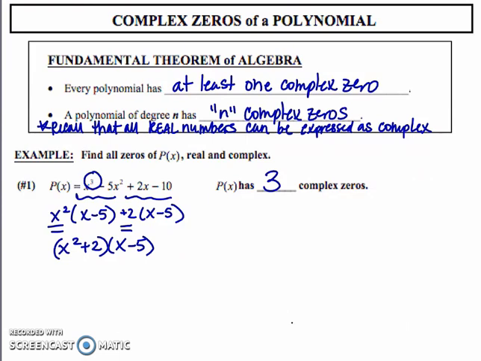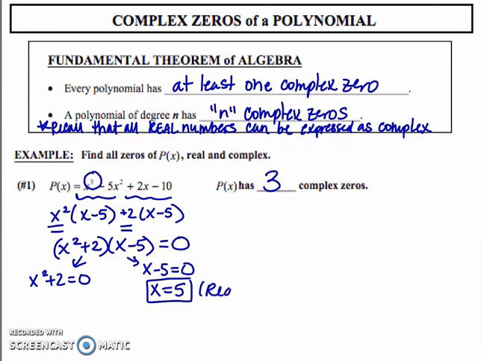I can go ahead and just replace that p of x with 0 on the other side of the equal sign, and now I can use the zero product property to solve. So I can say x squared plus 2 has to equal 0, and x minus 5 has to equal 0. Well, the x minus 5 part is real. When we add 5 to both sides, this just gives us a solution of x equals 5, which we know is a real, non-imaginary solution. Again, we could call it complex. All solutions are complex technically, but this is a real versus an imaginary solution.